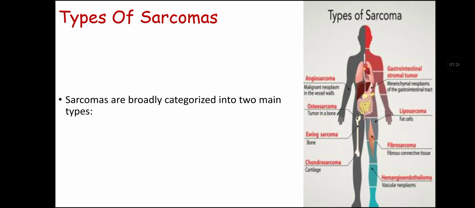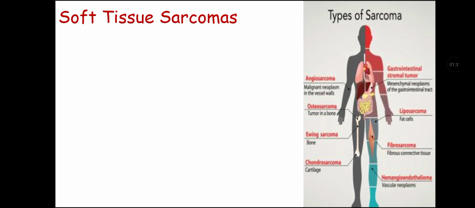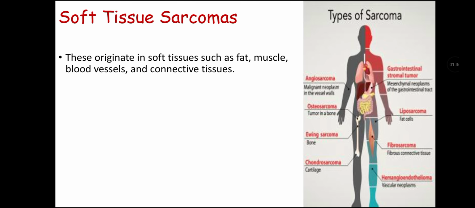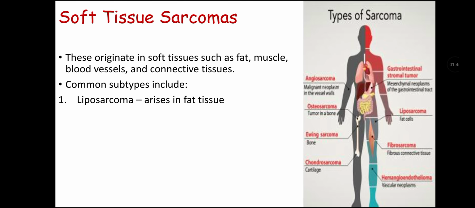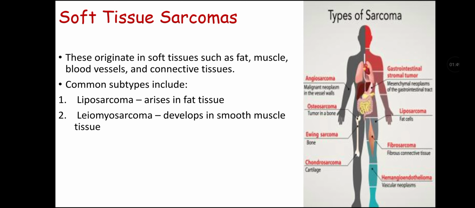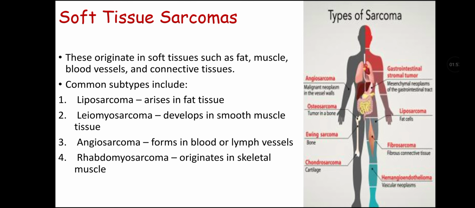Types of sarcoma. Sarcomas are broadly categorized into two main types. First is soft tissue sarcomas and the other is bone sarcomas. First, soft tissue sarcomas originate in soft tissue such as fat, muscles, blood vessels, and connective tissue. Common subtypes include liposarcoma that arises in fat tissue, leiomyosarcoma that develops in smooth muscle tissue, angiosarcoma that forms in blood or lymph vessels, rhabdomyosarcoma that originates in skeletal muscles, and synovial sarcoma that is found near joints and tendons.